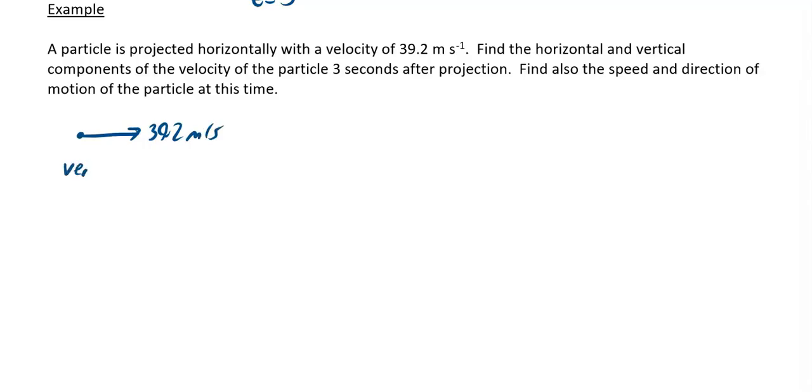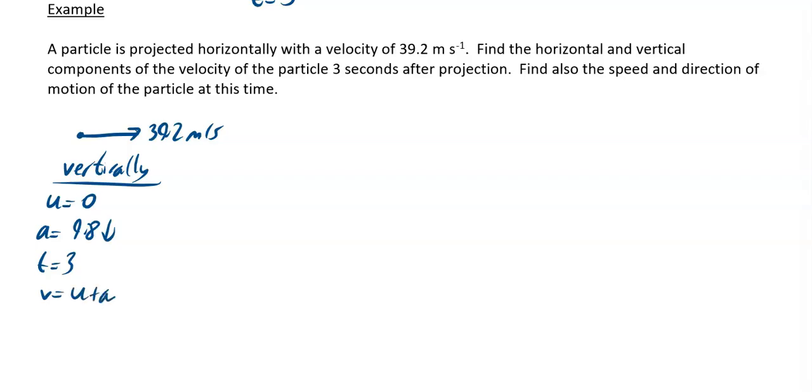And I'm going to do the hard bit first, which is the vertical bit, vertical motion. So my u is clearly 0. My a is 9.8, and that's downwards. My t is 3 seconds, so v is equal to u plus at. So v in this case is just going to be 0 plus 9.8 times 3, so v works out to be 29.4 meters per second.